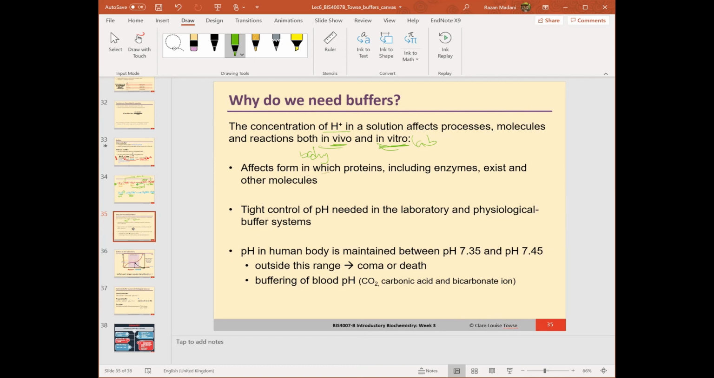Effects on proteins, including enzymes, and on other molecules. Control of pH is needed in the laboratory and in physiological buffer systems. The pH in the human body is maintained between 7.35, these numbers are important, you should always know them, and 7.45. Outside this range, you will have coma or death. That's what happens with the blood as well. The buffer is the CO2.